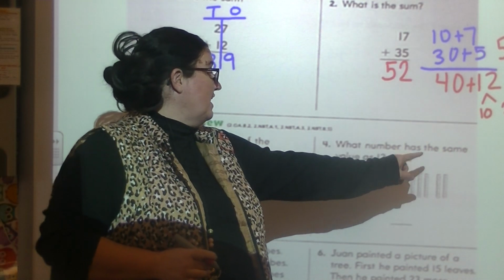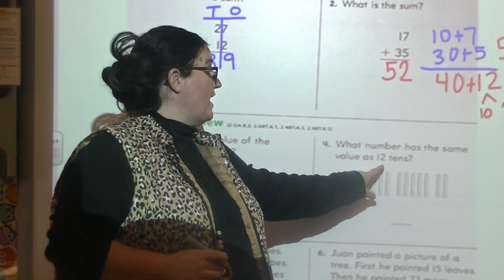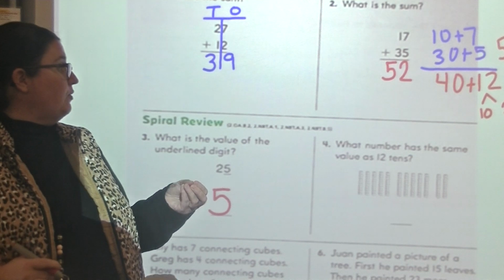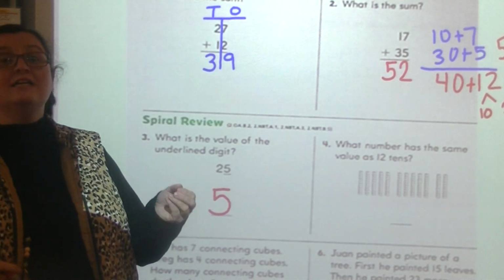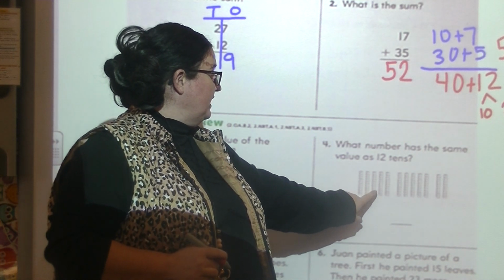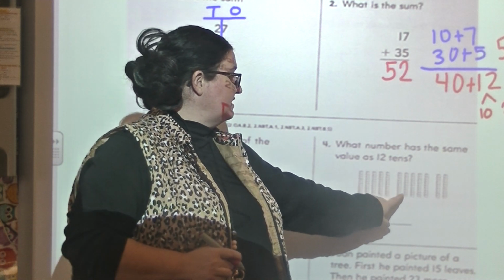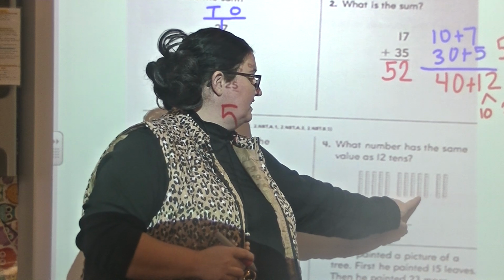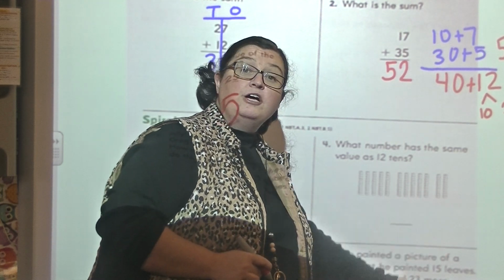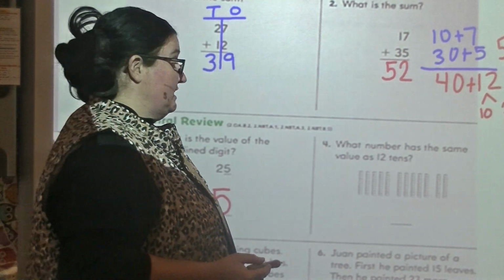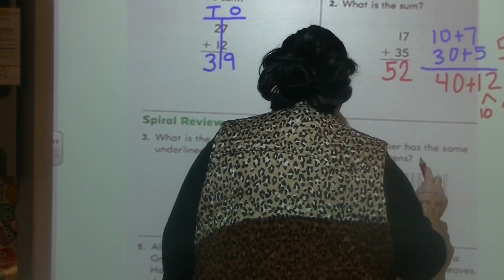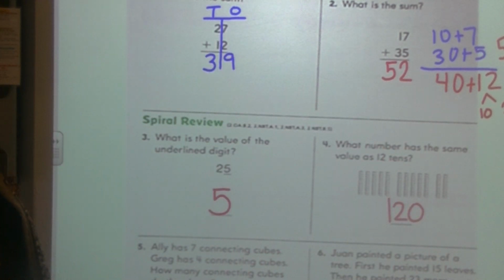What number has the same value as 12 tens? So we count by tens. 10, 20, 30, 40, 50, 60, 70, 80, 90, 100, 110, 120. 12 tens equals 120.